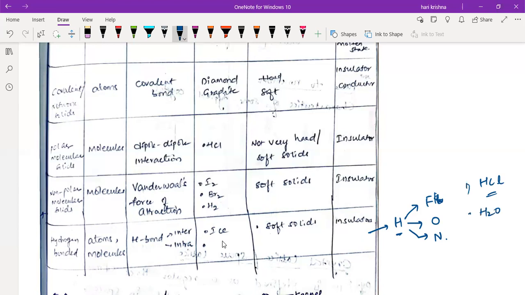So this is the first one, this is the second one, this is the third one. Now tell me which one is having the hydrogen bonding and which one is having the covalent bond or the ionic bond. Fast. No problem if we give the wrong answer also.